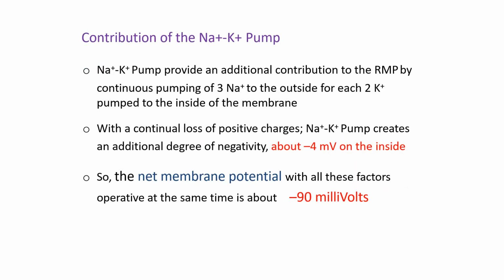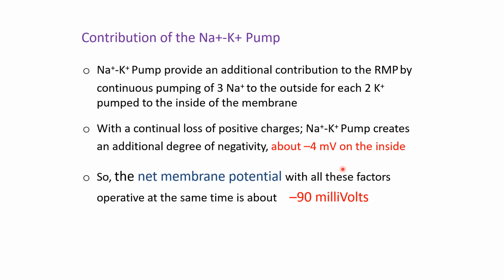So the pump contribution, how much it is responsible for producing the resting membrane potential, means this provides an additional contribution to resting membrane potential by continuous pumping of 3 sodium to outside for each 2 potassium pumped inside of the membrane. With a continual loss of positive charges, the sodium potassium pump creates an additional degree of negativity, that is about minus 4 millivolts on the inside. So the net membrane potential with all these factors operating at the same time is a final value of minus 90 millivolts.